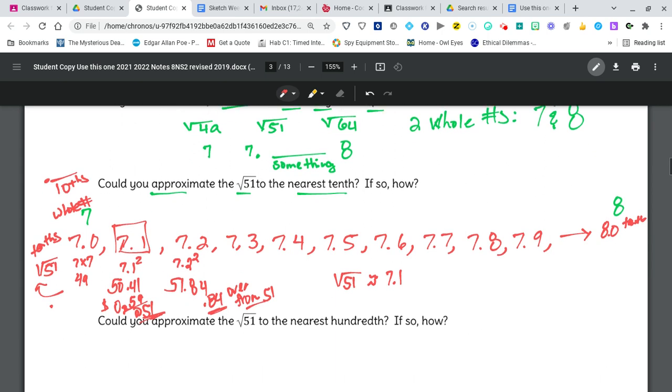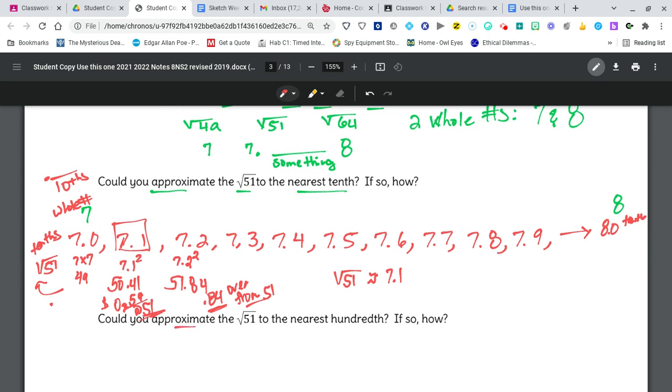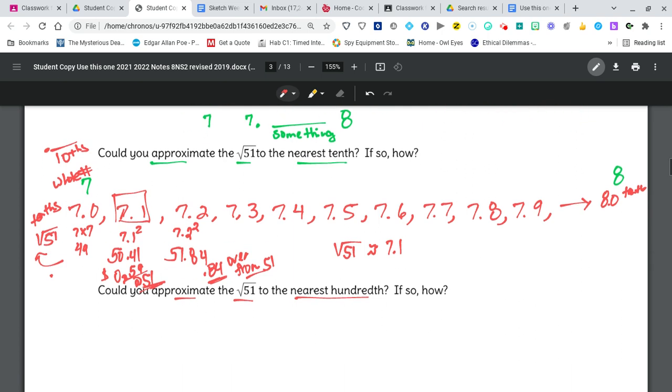So now, if you want to get to the nearest hundredth, it says, could you approximate the square root of 51 to the nearest hundredth? So now all you have to do is take your tenths. Well, 51 is in between. Let me erase this. 51 was in between. It's in here. 51 falls somewhere in here.